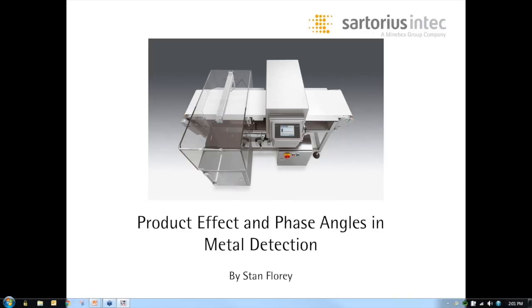So we're going to be talking about product effect and phase angles in metal detection. My name is Stan Flory, and I'll be hosting this webinar. We're going to try to keep it light, keep it interesting, and have some fun with it, and hopefully you'll learn something. I know I'll have some fun with it. Okay, so let's move on.